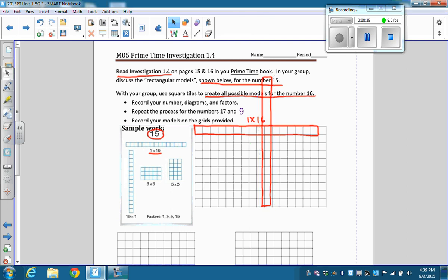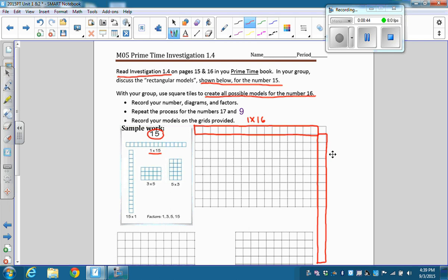And on this one, I made a mistake on the worksheet. I said you might have to add a few squares of your own there, because I wasn't paying attention. So 1, 2, 3, 4, 5, 6, 7, 8, 9, 10, 11, 12, 13, 14, 15, 16. That's a 16 by 1.